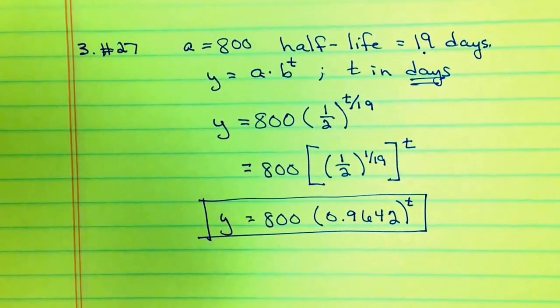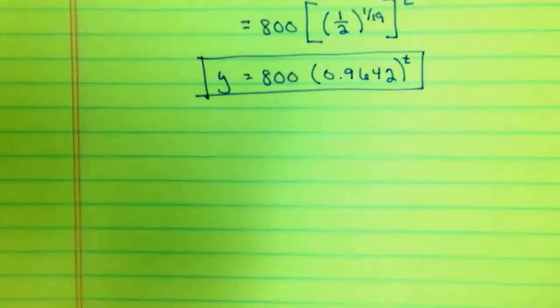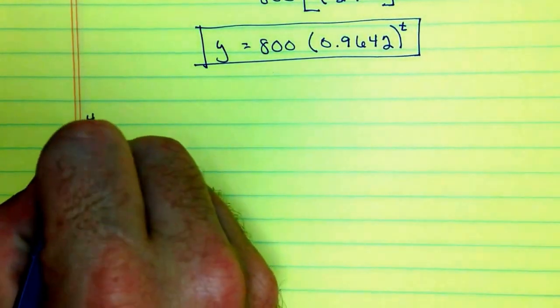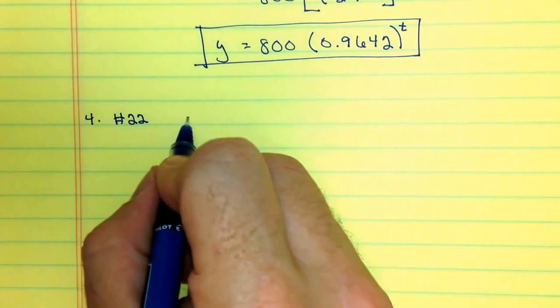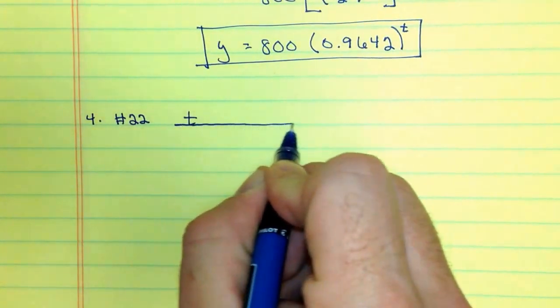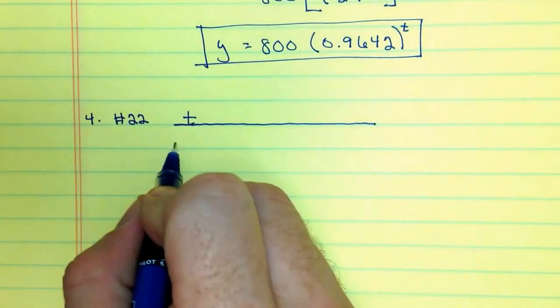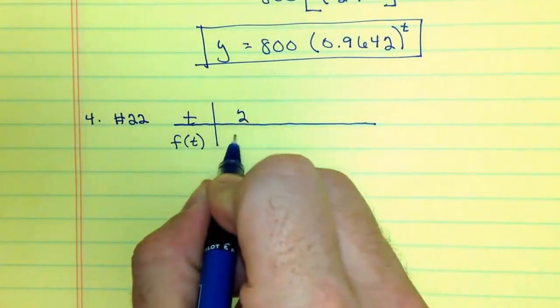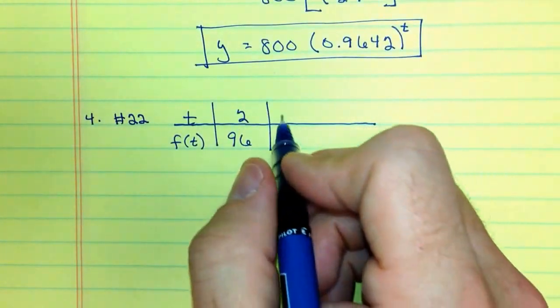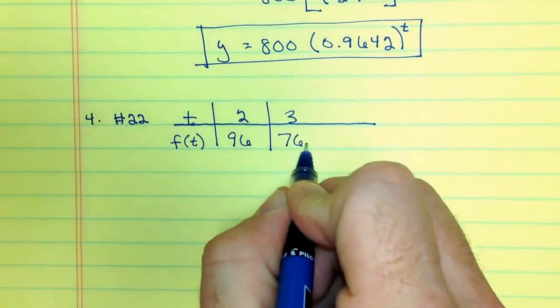Okay, number 22 is the next one. We're given a table and asked to find the equation. And I'll actually show you how to do this in your calculator. So 296, 376.8.